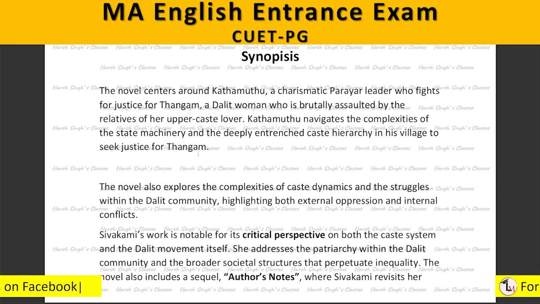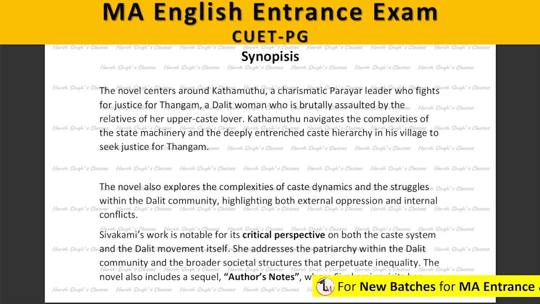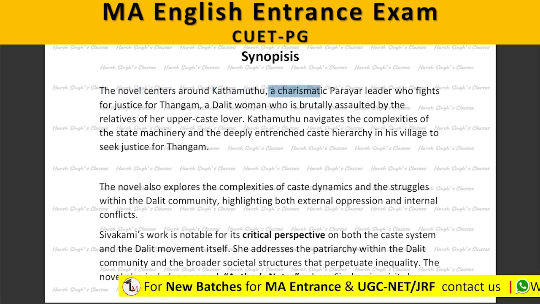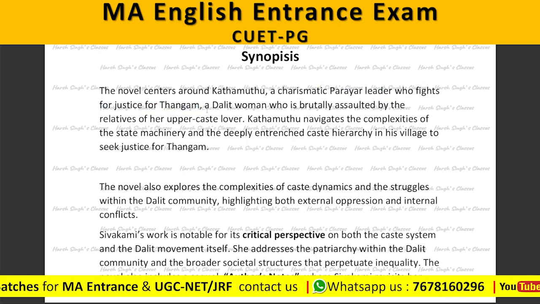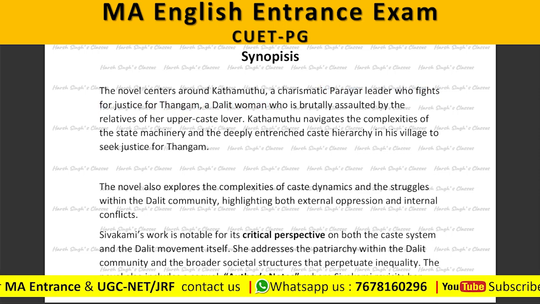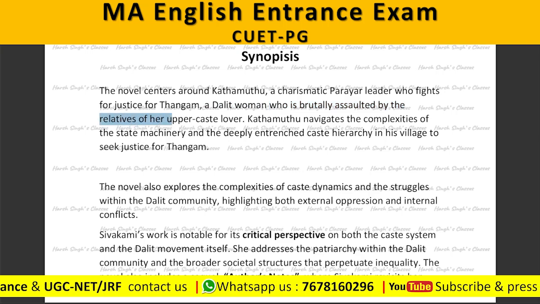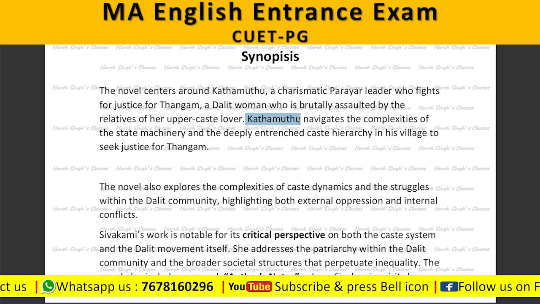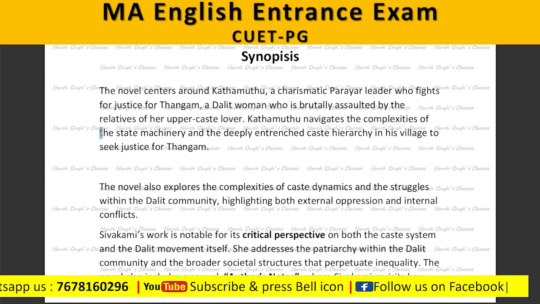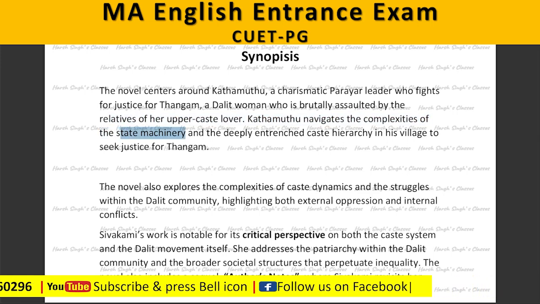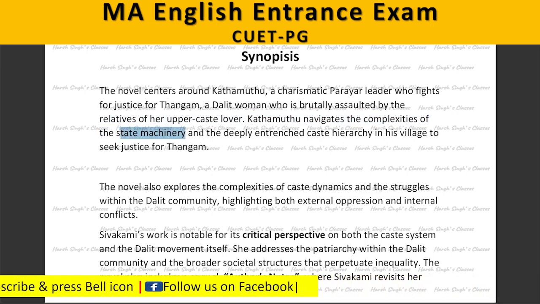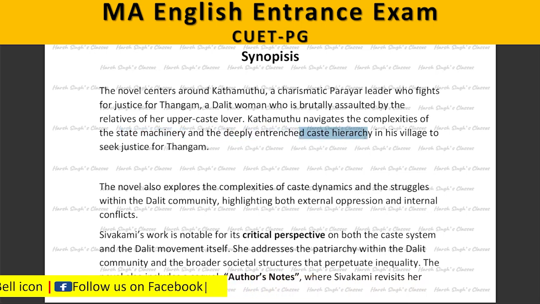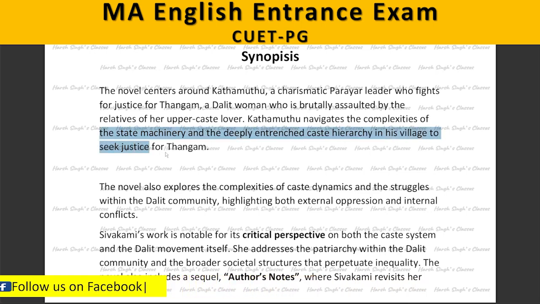Next, let's look at its synopsis. See, what happens in the novel? The novel centers around the character Kathamuthu, a charismatic Parayar leader who fights for justice for Thangam. Thangam is a Dalit woman who has been brutally assaulted by the relatives of her upper caste lover. Kathamuthu navigates the complexities of state machinery, because even the state machinery is biased in favor of males and the upper castes, and the deeply entrenched caste hierarchy in his village, to seek justice for Thangam.